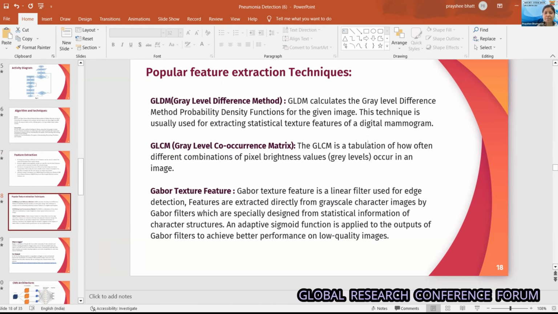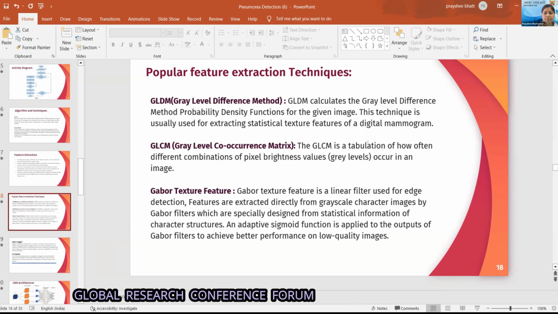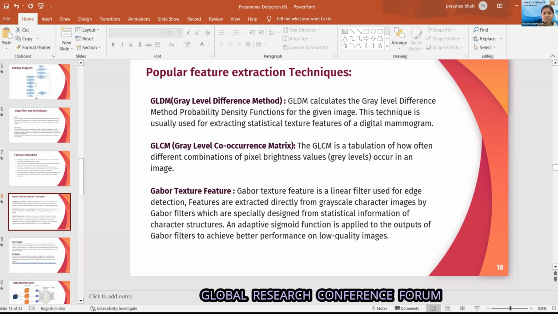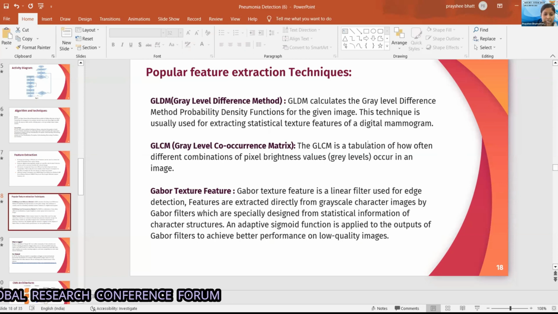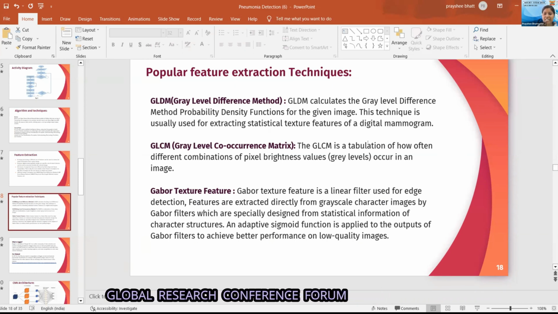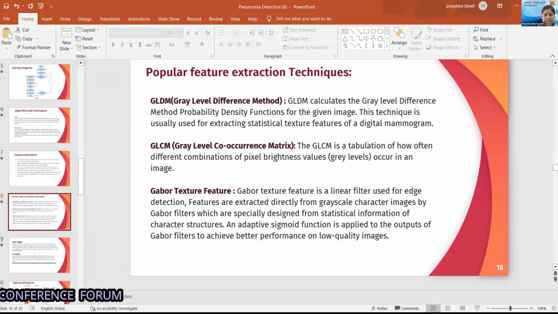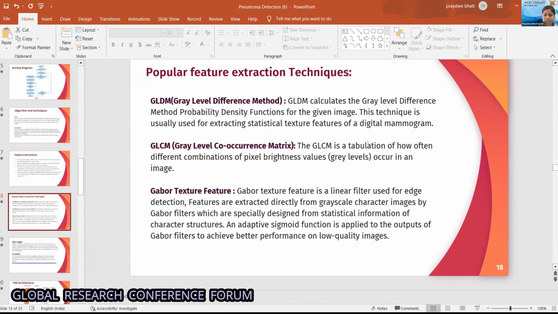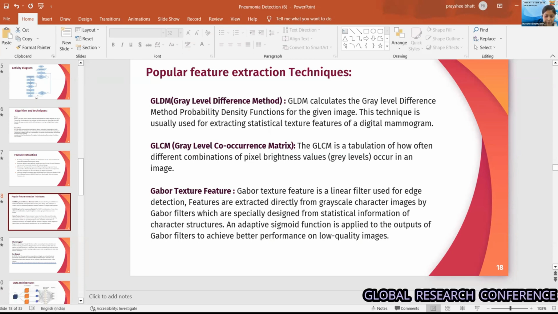GLDM is the gray level difference method, where basically the X-ray is not colorful. It may be in gray color or in a bluish shade, so the texture should be properly identified. So we are using this technique in that. There is a co-occurrence matrix, which shows in tabulated form the different pixel brightness values, because each and every pixel is considered during the analysis so that proper prediction is done. Then there is the Gabor texture feature, which is a linear filter used for edge detection, and for grayscale character images, specially designed for statistical information.